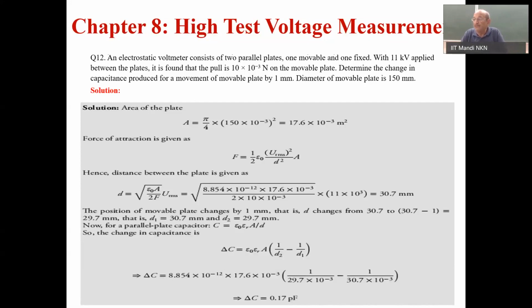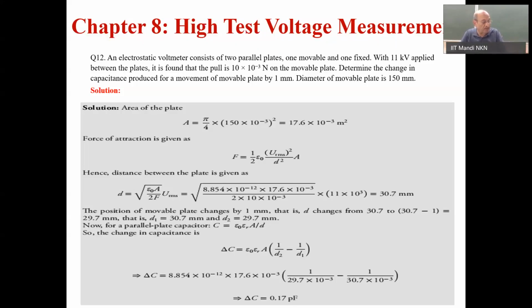Here is the solution for example A. The area of the plate is pi by 4 into 150 into 10 to the power of minus 3 meter, squared. That works out to be 17.6 into 10 to the power of minus 3 meter square, the area of the plate of the electrostatic voltmeter. Then the force of attraction is given by F equal to 1 by 2 epsilon naught U RMS whole square by D square into A, where A is the area.